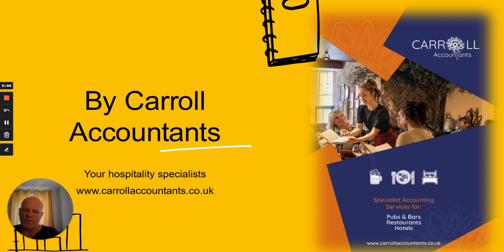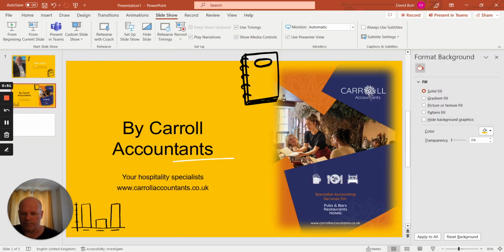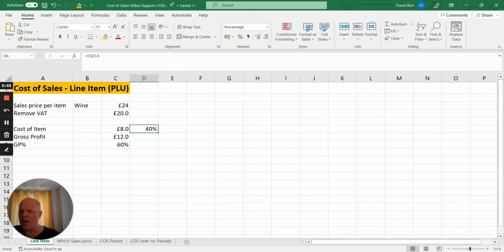formula in more detail. I'm going to use a spreadsheet because I think that's the best way to show the cost of sales formula and how it interacts with the gross profit formula. So here is the spreadsheet that I've been working on. First of all, the basics: the cost of sales per line item. It's a very easy way of working out a gross profit and a cost of sales for an item.